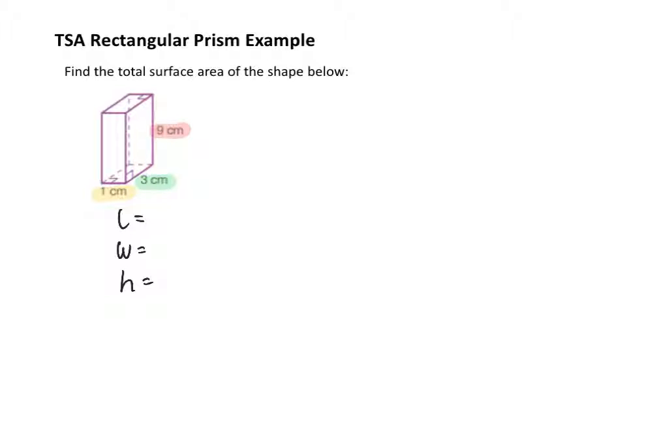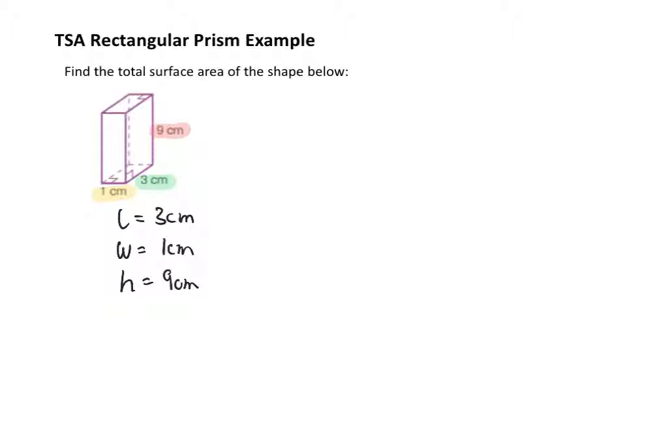So I can go ahead and add that information into the summary. So length equals 3 centimeters, width equals 1 centimeter, and height equals 9 centimeters. Now remember, with rectangular prisms, it doesn't matter what value you assign to the length, the width, and the height, you're going to get the same answer if you apply it correctly to the formula.